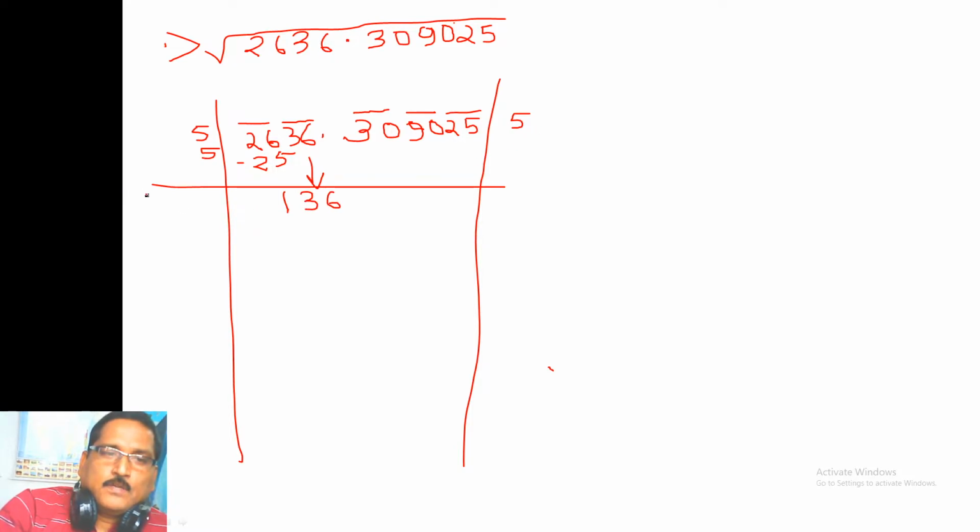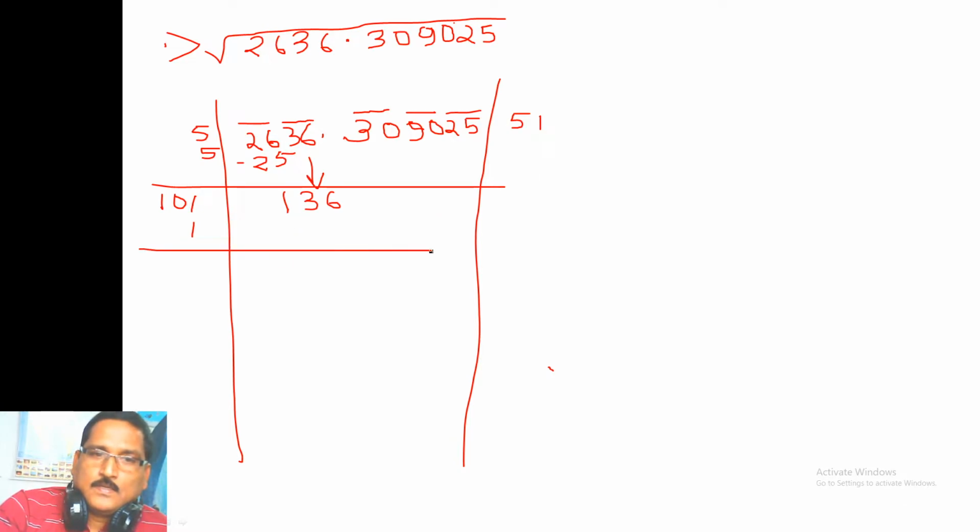Okay, make it double, 10. Another 0 is here, you have to remember. So that means 100 I have. So how many times can it go out of 136? One time only. You have to write down 1. If we multiply, it will be 101 only.